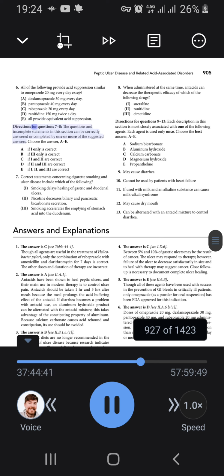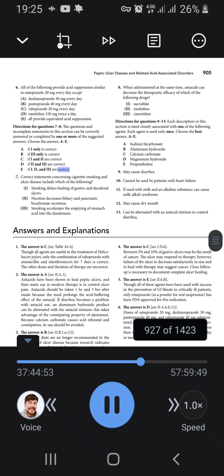Directions for questions 7. The questions and incomplete statements in this section can be correctly answered or completed by one or more of the suggested answers. Choose the answer. A if 1 only is correct, B if 3 only is correct, C if 1 and 2 are correct, D if 2 and 3 are correct, E if 1, 2 and 3 are correct.